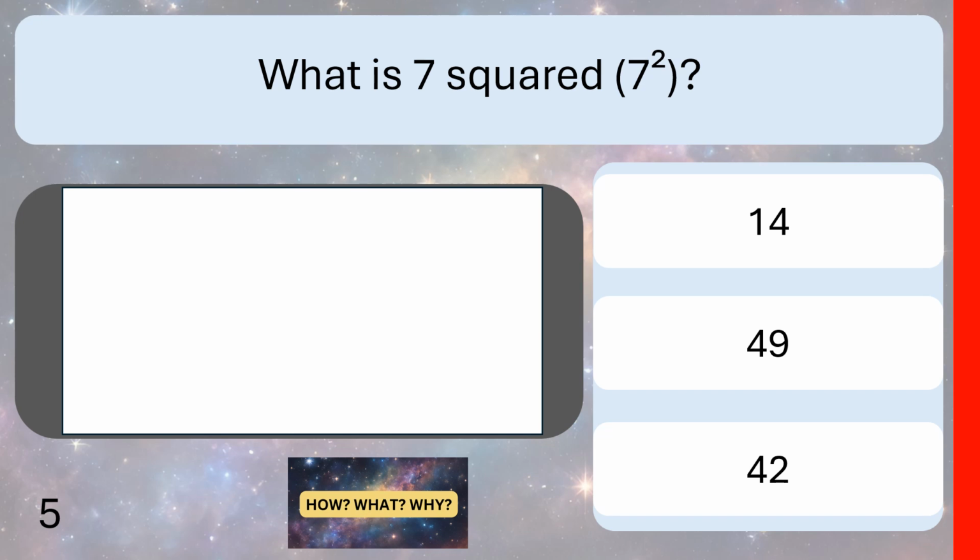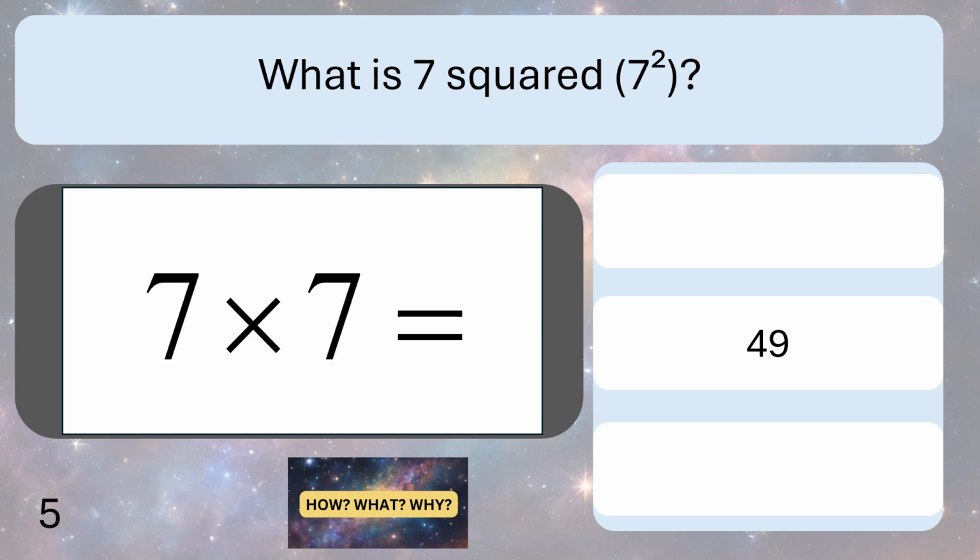What is 7 squared? Is the answer 14, 49, or 42? The answer is 49, and we get this answer by multiplying: 7 squared is 7 times 7, and 7 times 7 equals 49.